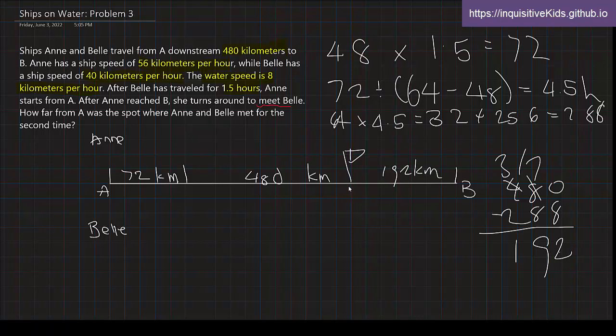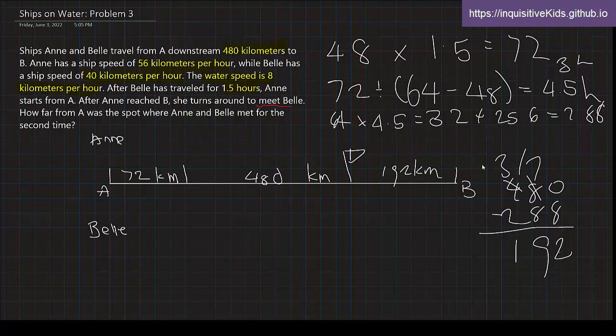So Belle is over here, and so is Anne now. And how long is Anne going to take to get to B right here? Anne has a downstream speed of 64 kilometers per hour, and she needs to travel these 192 kilometers. So we divide 192 by 64, and that gives us 3. So Anne traveled for 3 more hours to get to B.